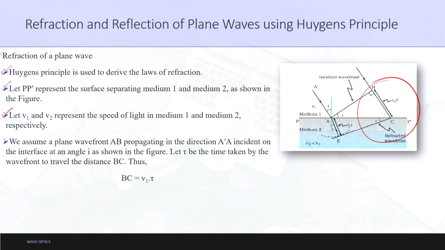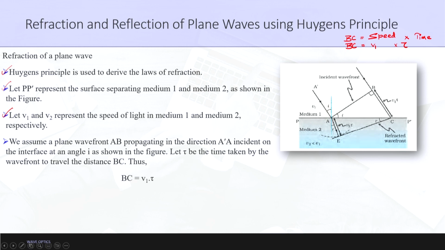What is the distance BC here? BC is this distance. Quite evident, BC will be the distance, which is equal to speed into time. Speed here will be the velocity in the first medium. Hence, BC is equal to distance, that is speed into time, which is V1 into tau. So, BC is equal to V1 tau.